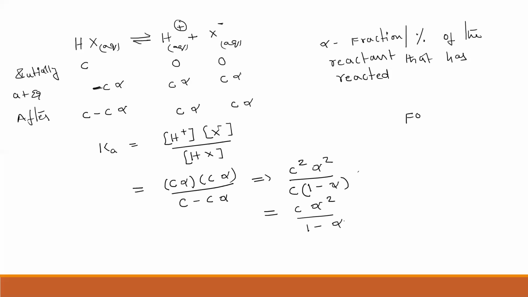Remember one thing: for weak acids, the value of alpha is very low compared to 1. So 1 minus alpha is approximately equal to 1. Therefore Ka is equal to C alpha square. Then alpha square is equal to Ka by C, and alpha is equal to the square root of Ka by C.